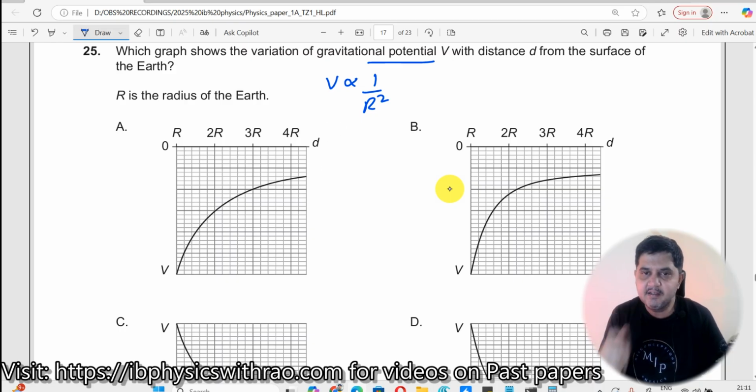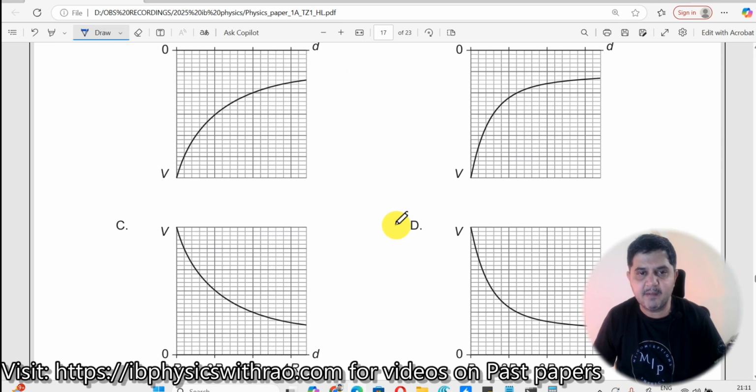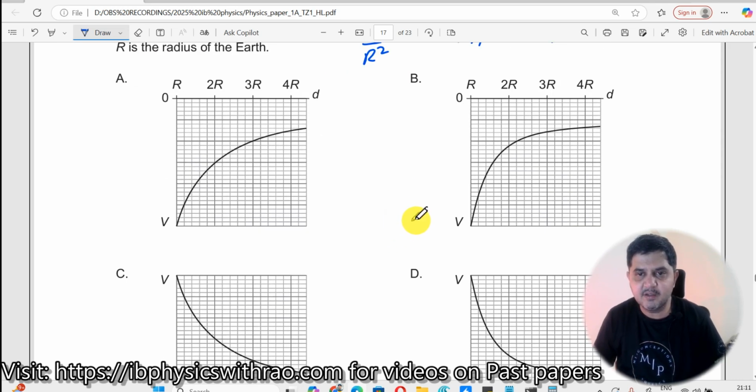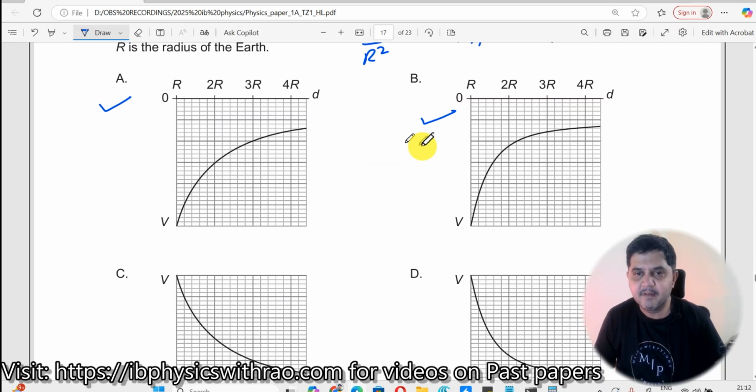Now what you see here is that when r increases, V should decrease. This pattern you should observe. Now let us look at them one by one. What's happening in this case? When r is increasing, V is decreasing. This could be the right option. When r is increasing, V is decreasing. This could also be the right option.